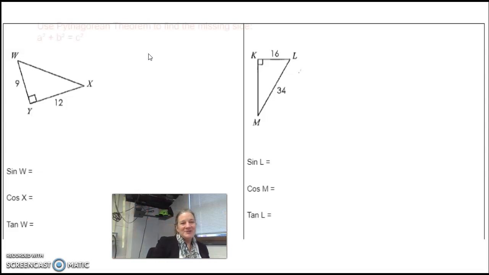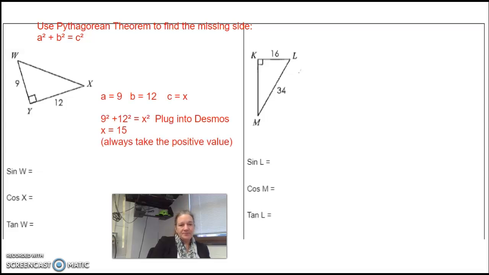Yay! All right, so you're going to use Pythagorean Theorem to find the missing side. So I say A is 9, B is 12, C is x, because C is my hypotenuse. You see that? It's opposite the right angle. Plug it into Desmos, and when you do that, you're going to get x equals negative 15 and x equals 15. Always take the positive value. A length can't be negative, at least not in this dimension. All right, so now I know that my side is 15.